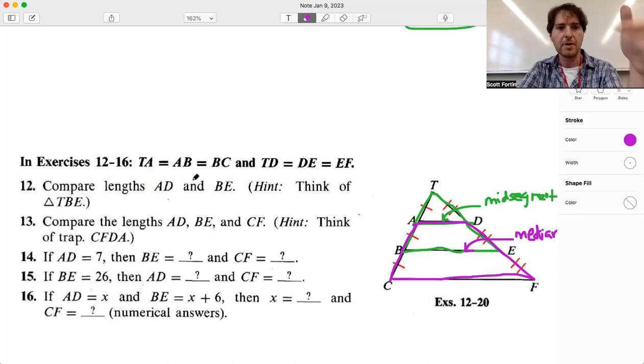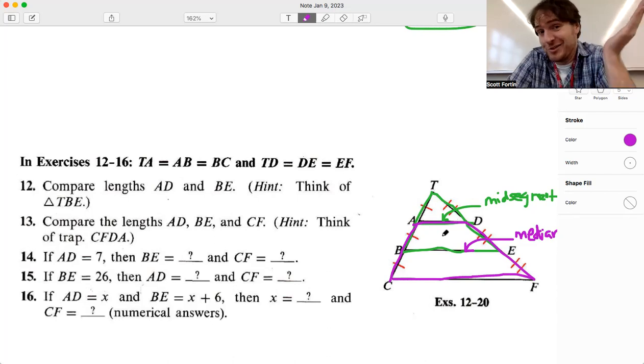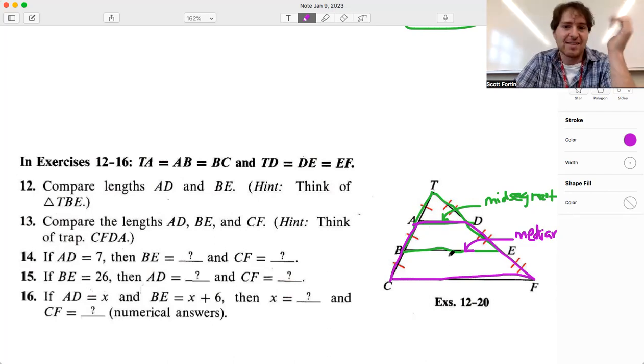Okay, so if we're reading the problem here in exercises 12 through 16, TA equals AB. So A is the midpoint of segment BT. And also, B is the midpoint of segment AC, which is a leg of this trapezoid. Okay, they never give it to you that it's a trapezoid, but I think we should assume it's a trapezoid. They really should say these are parallel.